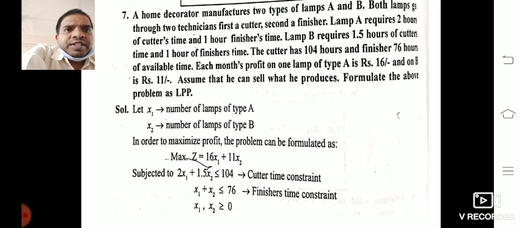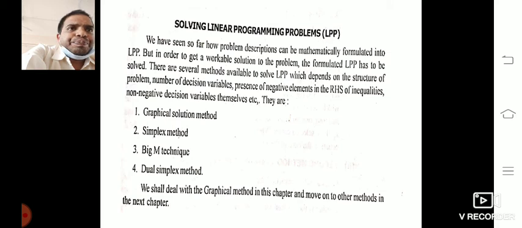and go for the other constraints. One is the cutter's time constraint, which we can write as 2x1 plus 1.5x2 less than or equal to 104. Finisher's time constraint: x1 plus x2 less than or equal to 76. Where x1 and x2 are greater than or equal to 0, the non-negativity constraints.